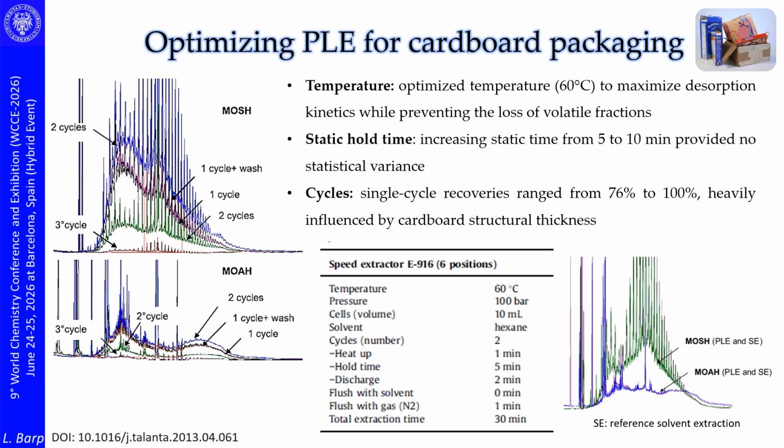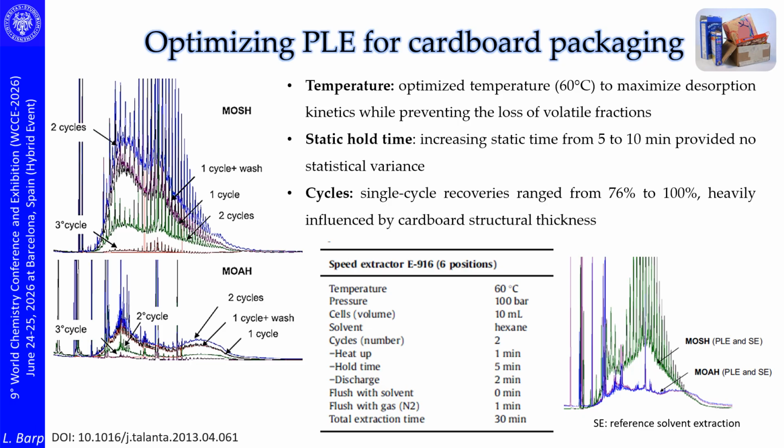Moving deeper into the kinetic method optimization, we systematically investigated the combined effects of extraction temperature, static hold time, and the number of operational cycles required to guarantee exhaustive recovery across highly variable packaging structures. When optimizing temperature profiling from 30 to 70 degrees, we carefully monitored the risk of thermal discrimination. While elevated thermodynamic regimes accelerate desorption kinetics, going too high poses a distinct risk of losing highly volatile hydrocarbons.